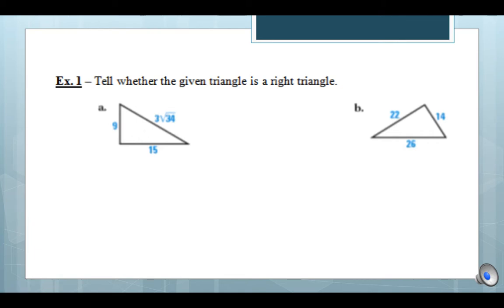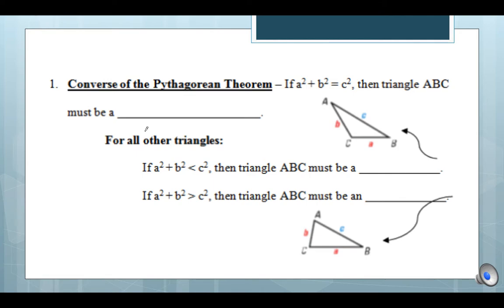I'm going to go back for a moment here. Now, what if it's a different kind of triangle? For all other triangles, this is true. So if a squared plus b squared isn't equal, but instead is less than c squared, then we know that this particular triangle must be an obtuse triangle. And if a squared plus b squared is greater than c squared, then we know that it must be an acute triangle.